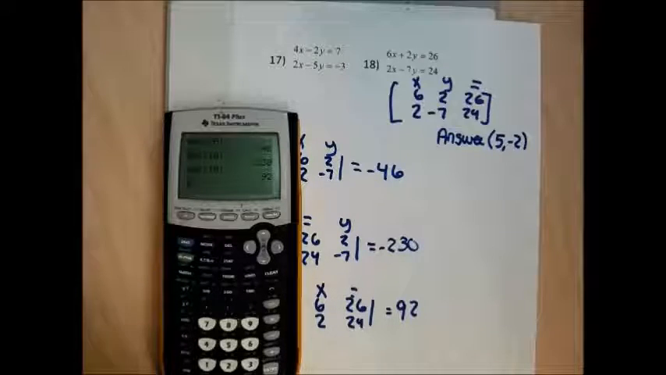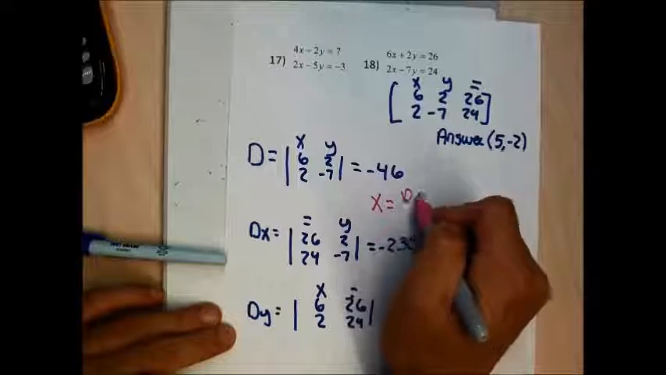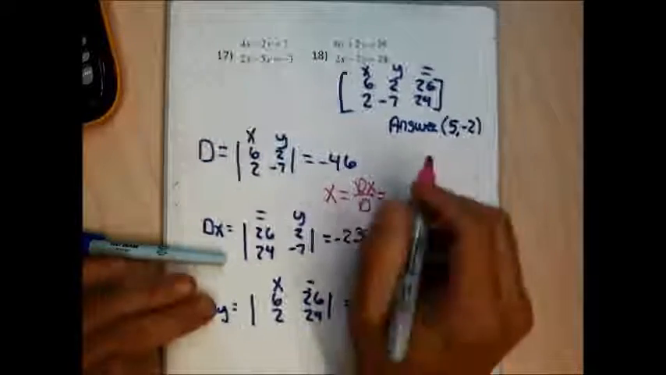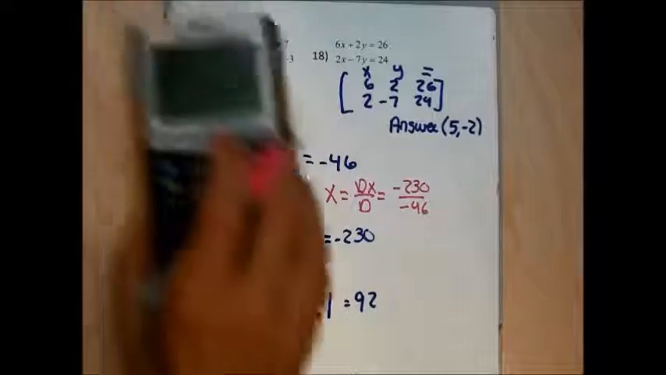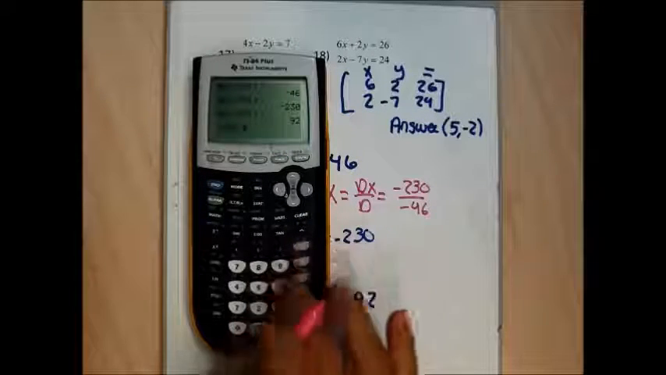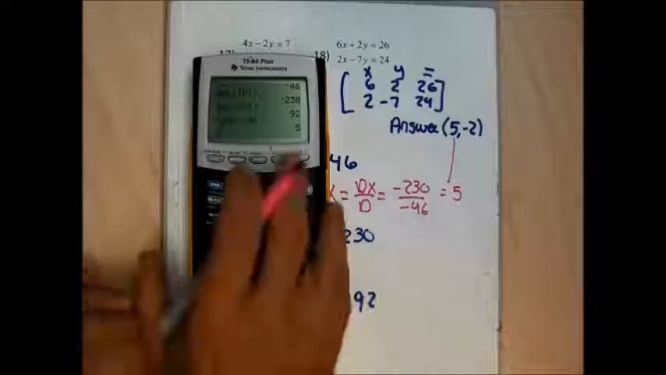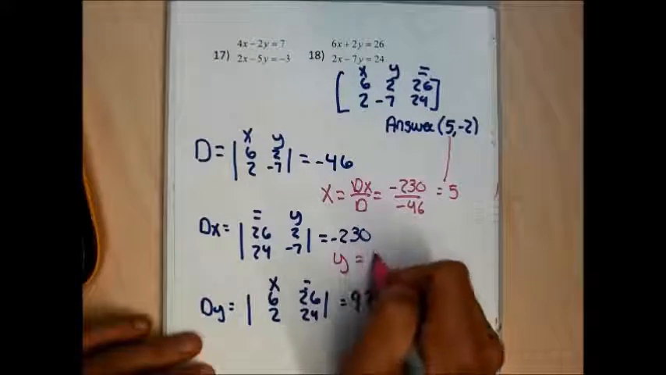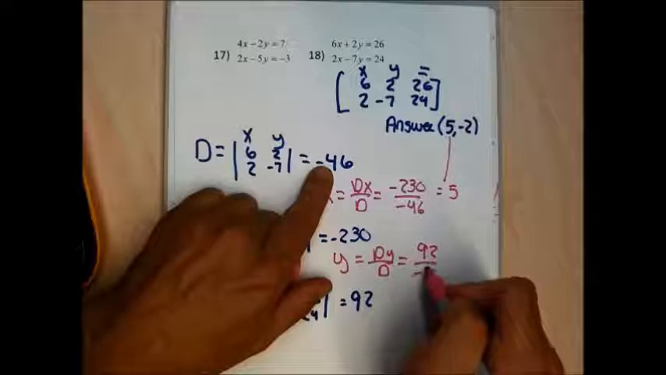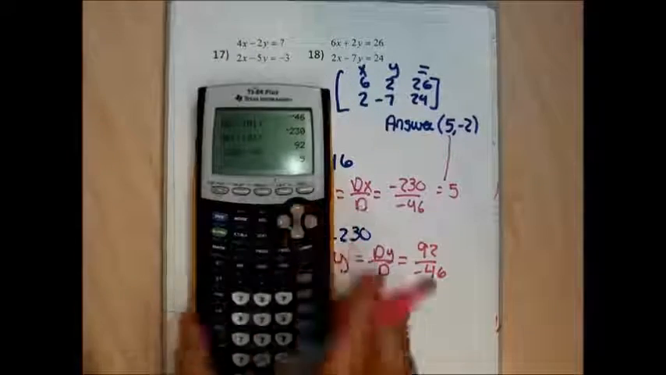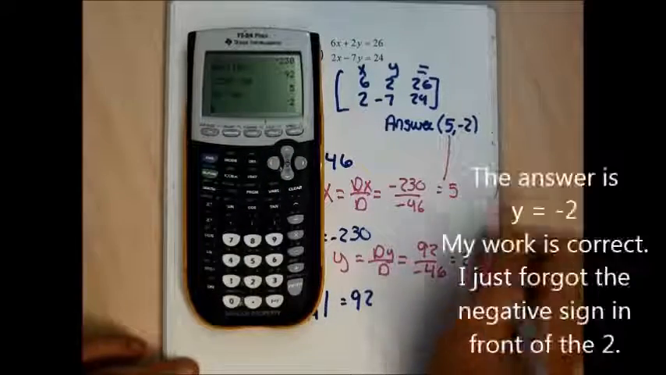Almost done. Next thing I need to do is go x equals d sub x divided by d. D sub x is -230. D is -46. So I'm going to divide those. -230 divided by -46 equals, beautiful, that equals 5. Y is going to equal d sub y over d. D sub y is 92. D is -46, and then 92 divided by -46 is going to equal -2, which is perfect.